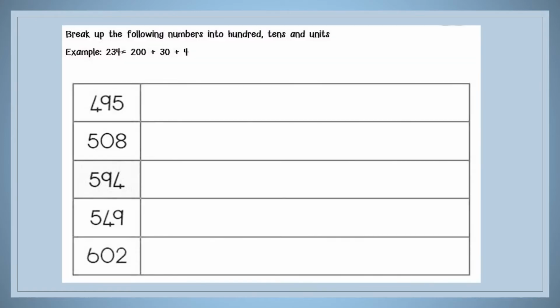Now we are going to look at page 16. It says break up the following numbers into 100, tens and units. It gives you the example there. 234 equals 200 plus 30 plus 4. So you've got 495, 508, 594, 549 and 602.